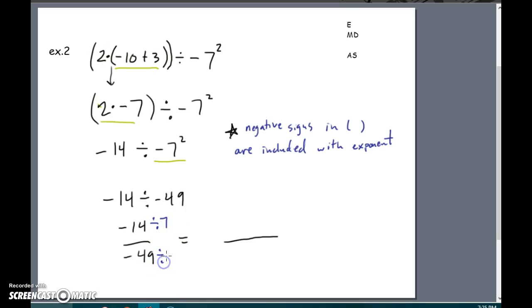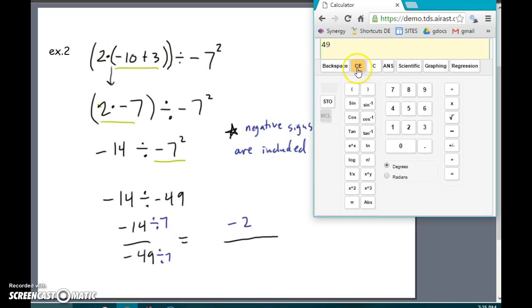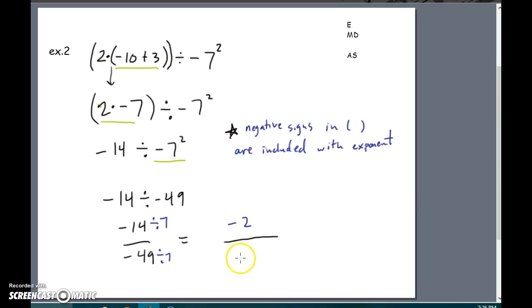So we're going to divide the top by 7 and the bottom by 7. Negative 14 divided by 7 is negative 2. Negative 49 divided by 7 is negative 7, I'm pretty sure. Yep. Okay, so we've simplified the fraction. Now we just have to finish it off by simplifying the signs. Negative divided by negative is a positive.